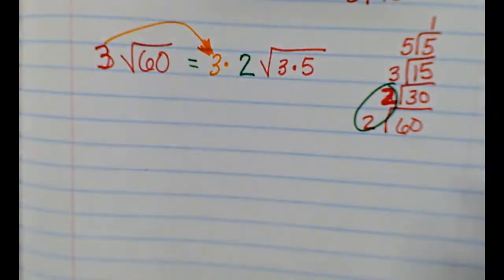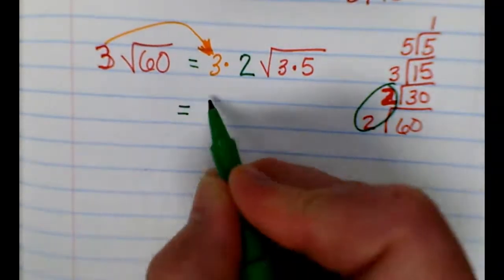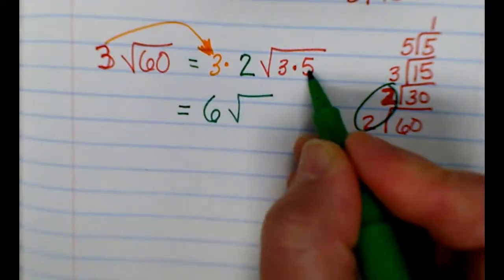The 3's out in front and the 2's out in front. What's 3 times 2? 6. And what's 3 times 5? 15.